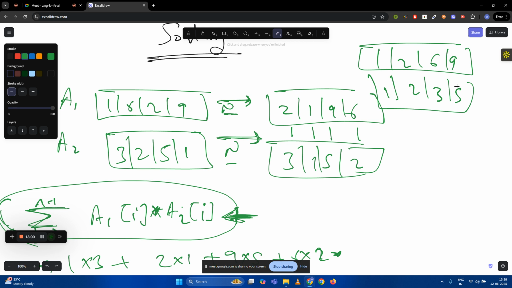Many of you were saying we will sort and reverse. There's no need of reversing also. Maximum element is with the maximum element, second maximum is with the second maximum, third maximum with the third maximum, and so on. So sort it and multiply the corresponding indexes and take your sum. So that sum will be maximum. I hope everyone is clear till here.